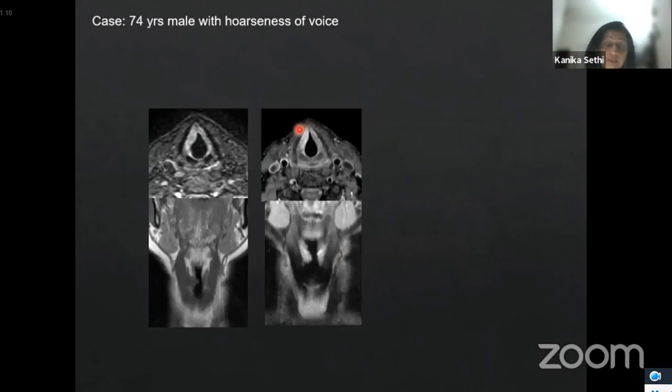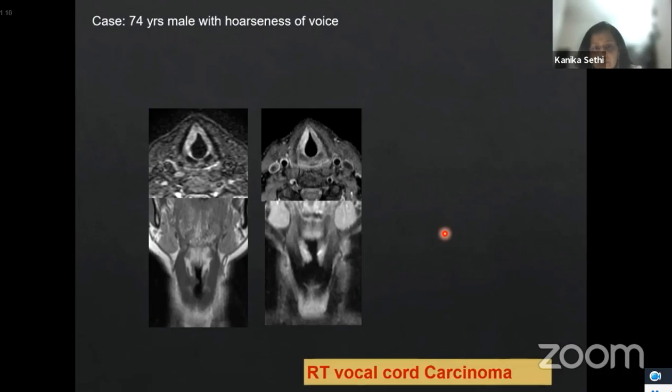These are laryngeal lesions. This is a glottic CA involving the right side of the vocal cord, reaching up to the anterior commissure, mildly enhancing. That's how you see it on the coronal. The right side vocal cord is bulky and enhancing. Biopsy reveals squamous cell carcinoma. So that's the vocal cord palsy.